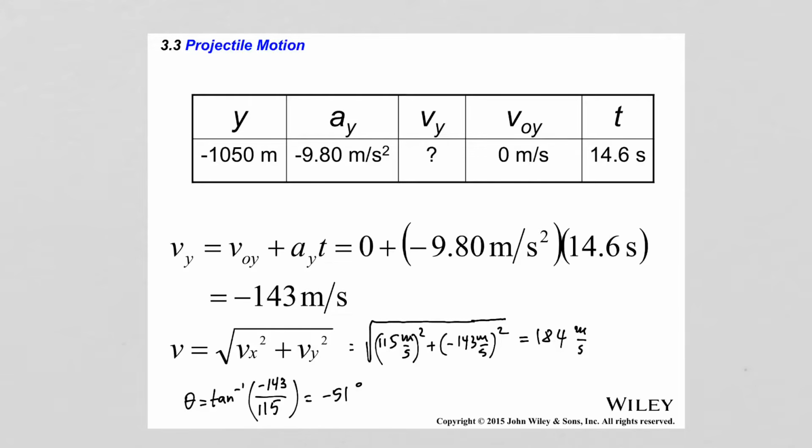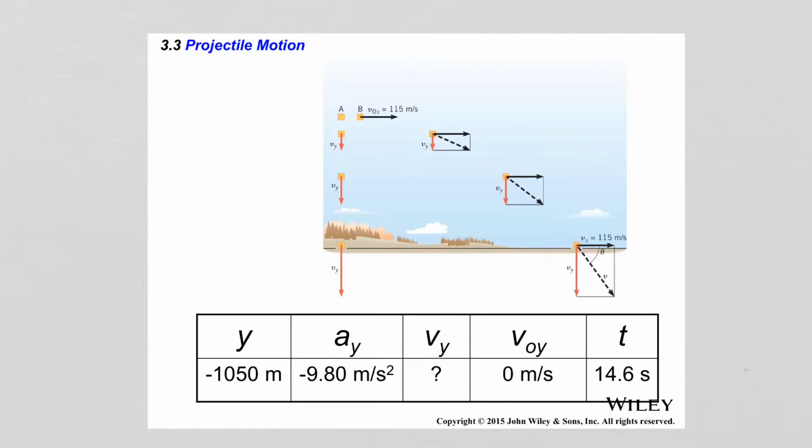The direction of the final velocity is given by the angle theta, which is inverse tangent of the y component of the velocity divided by the x component, so that is minus 143 divided by 115. That's a negative 51 degrees. What's the meaning of that sign? It means that the angle is measured below the horizontal, so clockwise direction from the positive x-axis.